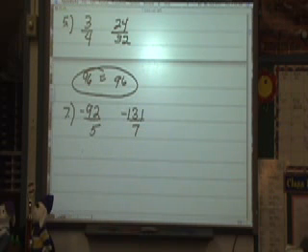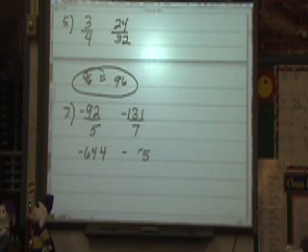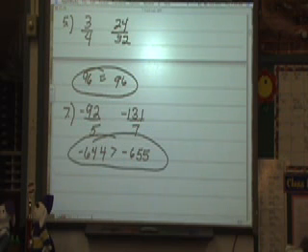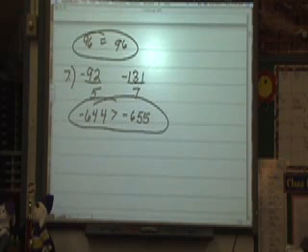It's negative 6,44 compared to negative 655. It says less than or greater than. Number 9 through 14, you are to get these in order.